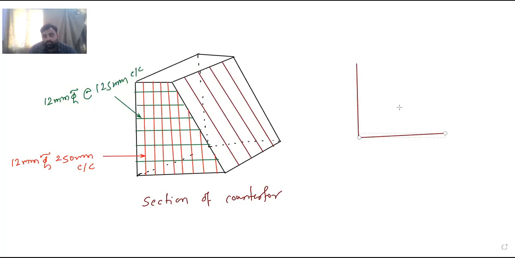This is counterfort. This is not the section. This section I have shown over here. This is your counterfort. This height is 6.4 meter. This is 2.7 meter. So that I am showing over here. Counterfort. Okay. This is not the section of this retaining wall.